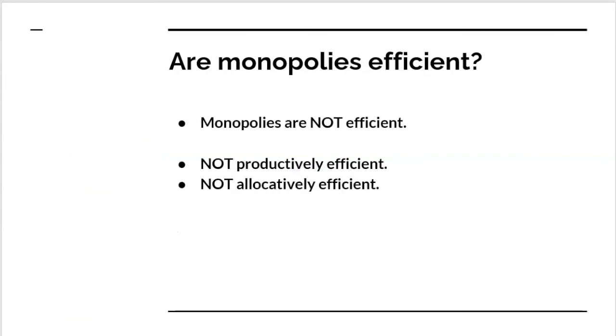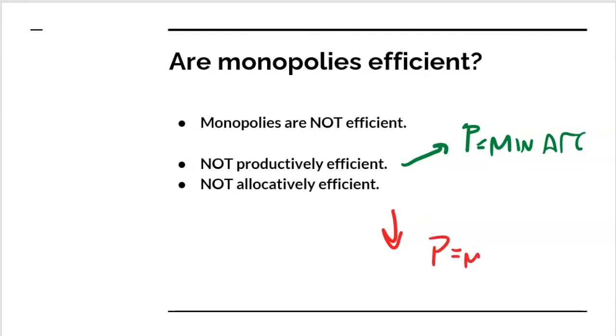So at the end of the day, monopolies, oligopolies, and also monopolistically competitive firms are not efficient in any way, shape, or form. There are always going to be areas of deadweight loss. They are not productively efficient, where productively efficient is price equals the minimum of the ATC. They're not allocatively efficient, where price equals marginal cost. So they are not either type of efficient.